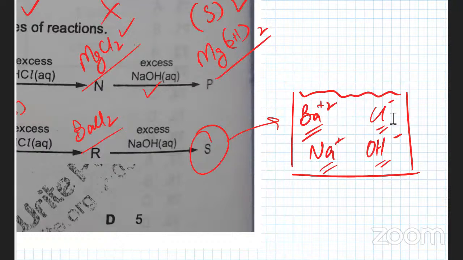Na could combine with Cl, but NaCl is soluble, so it will remain dissolved. Barium could combine with OH, but barium hydroxide is also soluble, so that will also remain dissolved. So no precipitate forms. Nothing insoluble is getting formed, right? Yes. Okay.